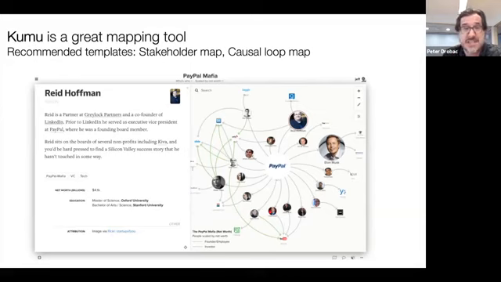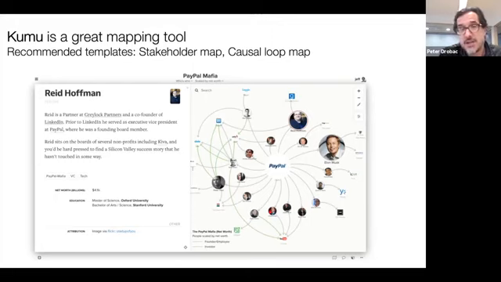There are two templates in Kumu that you may find useful. The first is a stakeholder mapping tool. The image here is an example of that, where you're looking at stakeholders around PayPal. So these are individuals, but you can see who's connected to whom and who's connected to what. You can determine what kinds of relationships there are and have different colored lines and arrows mean different things. It's really easy to use and organize for doing a basic stakeholder map.